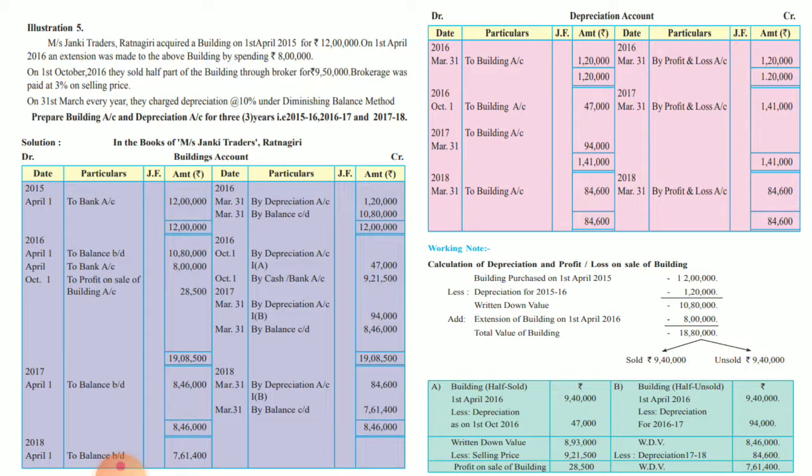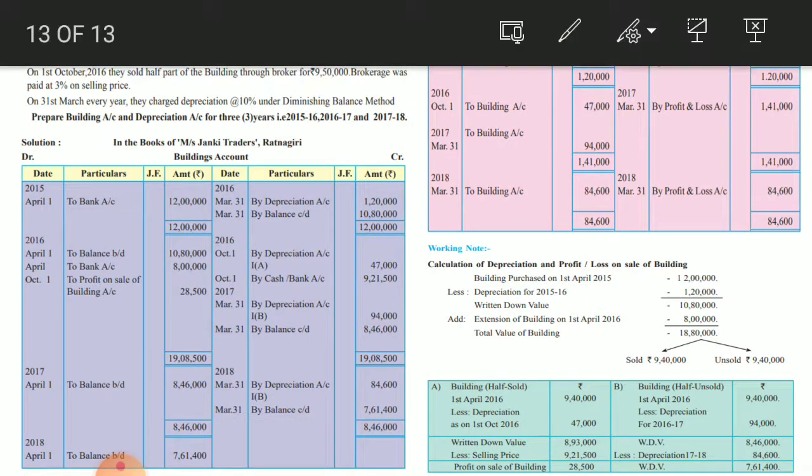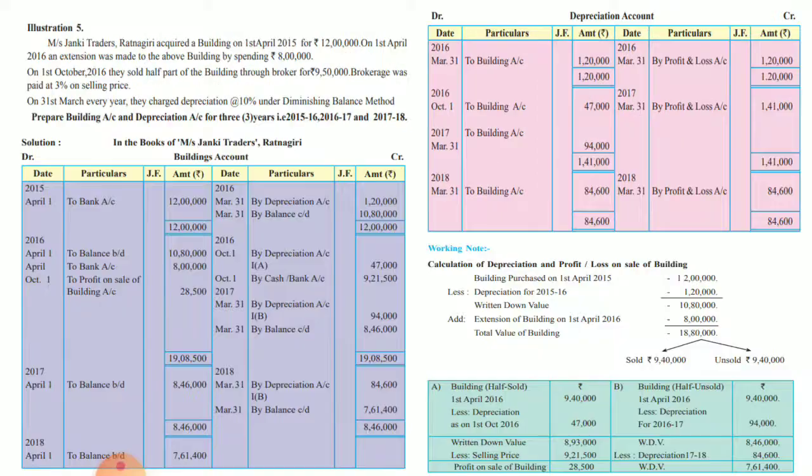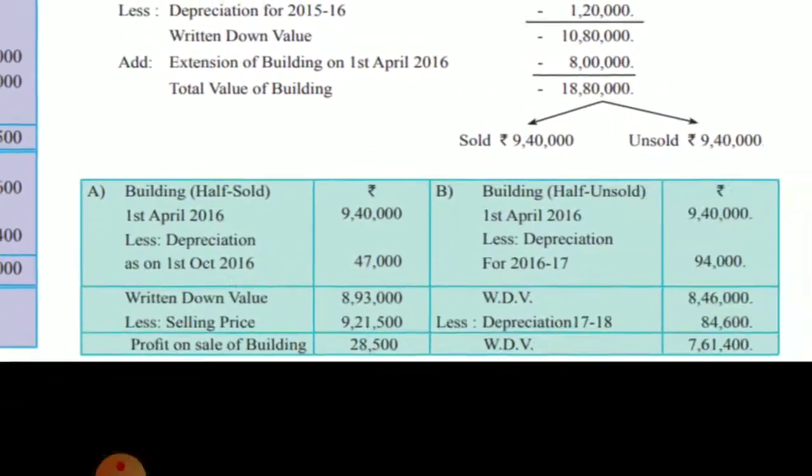So written down value कितना है? 9,40,000 minus 8,46,000. So that is the written down value. So again, because here हम लोगों को कितने तक करना है? 2017-18. So next year का depreciation भी हमें calculate करना है, but we will calculate on the written down value.